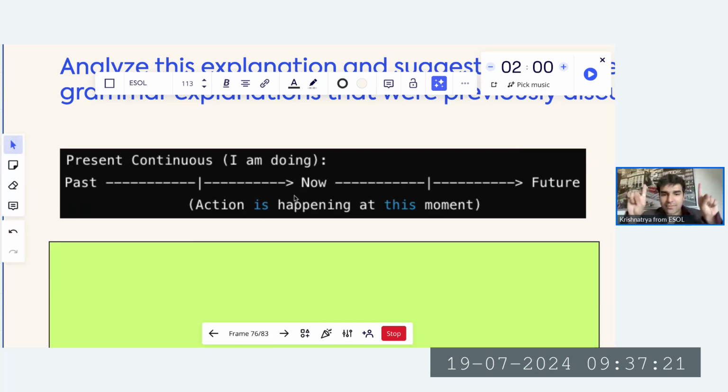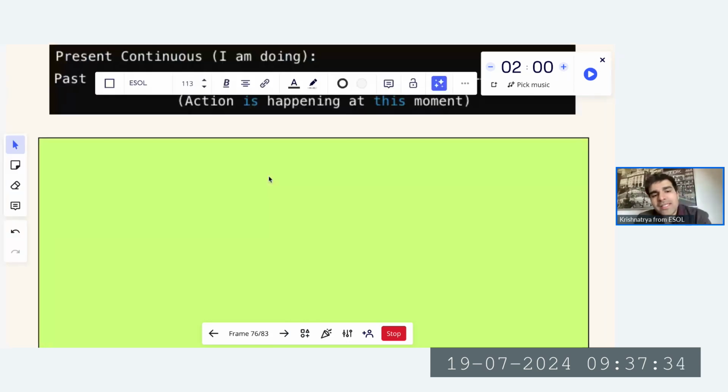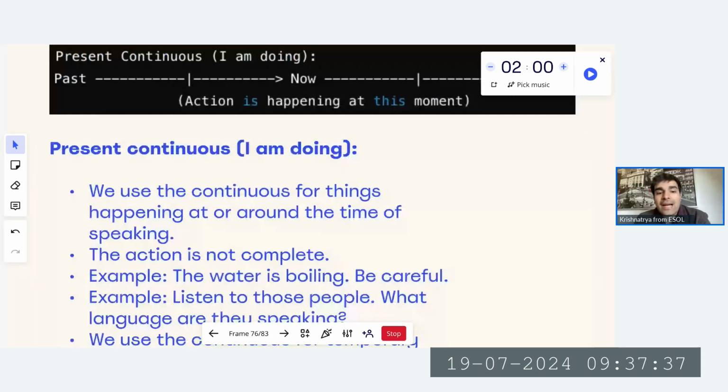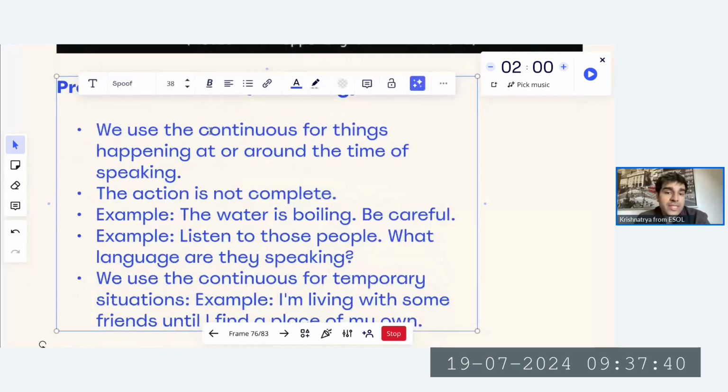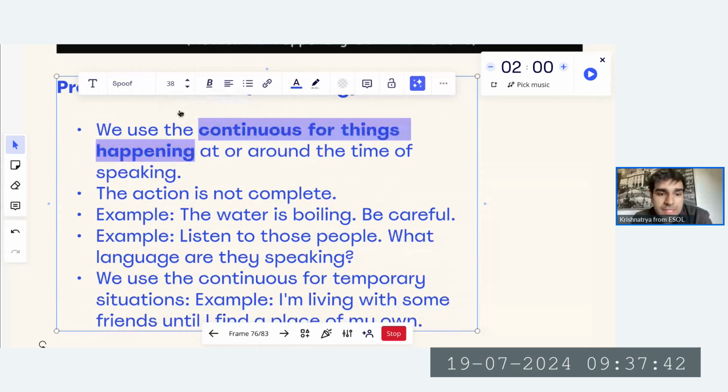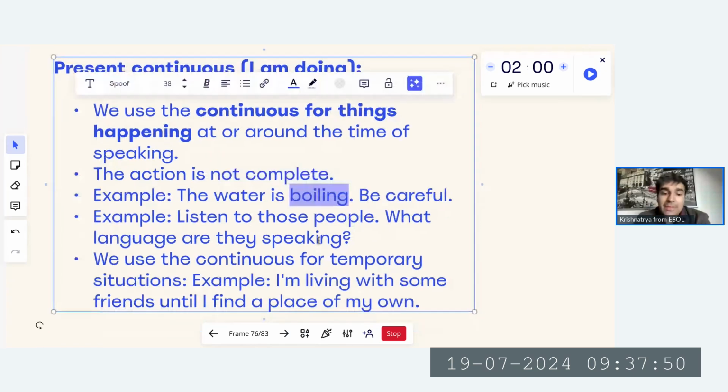Similarly, what am I doing now? Balle balle. What am I doing now? I am dancing. Thank you, Aditi. I am dancing. So what do we understand? Listen very carefully. In present continuous, we focus on things that are happening right now and in continuity. The action is not complete. For example, the water is boiling. People are talking. I'm living with my friends until I find my place. So this is still continuing. So this is present continuous.